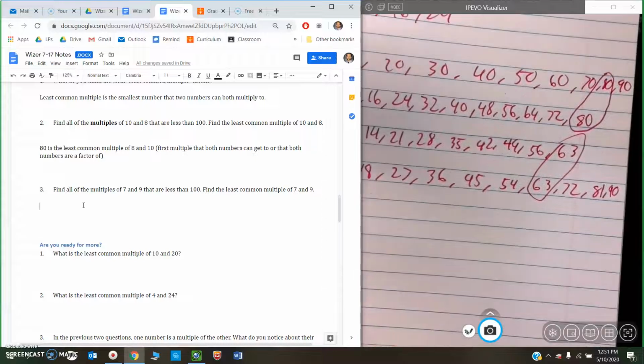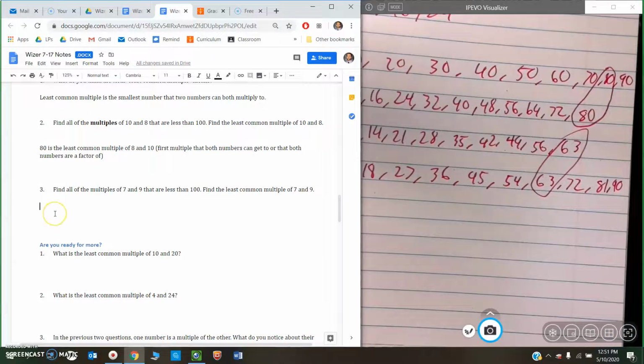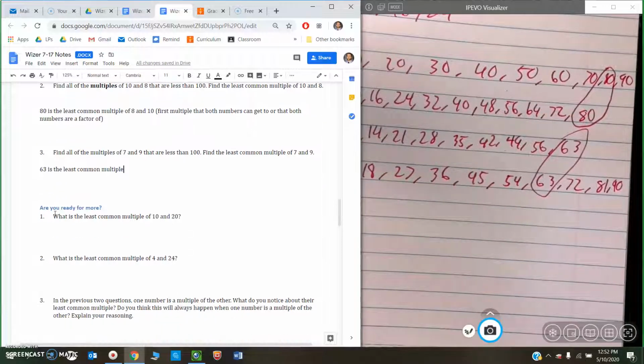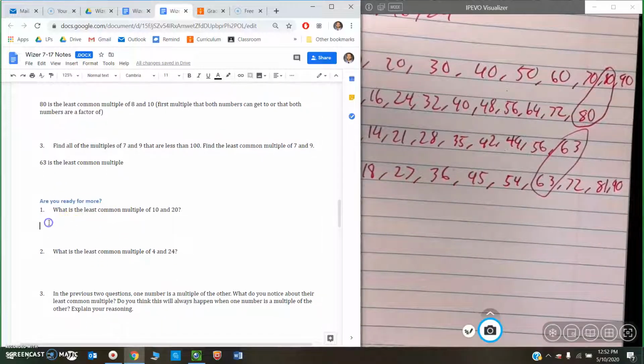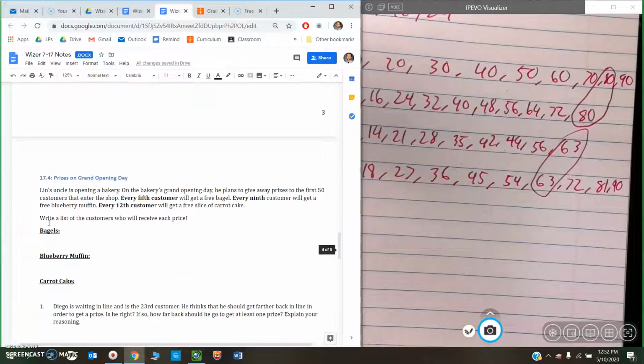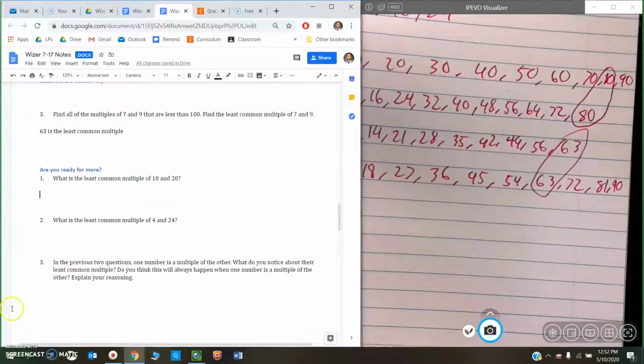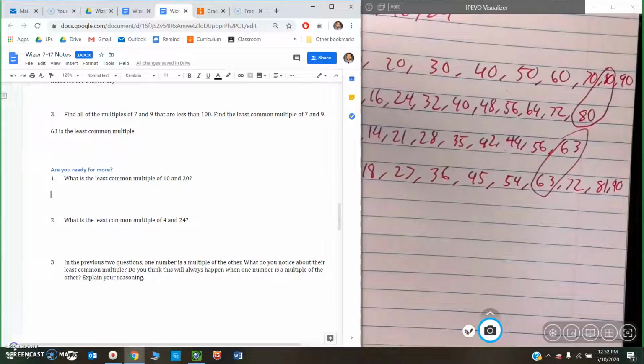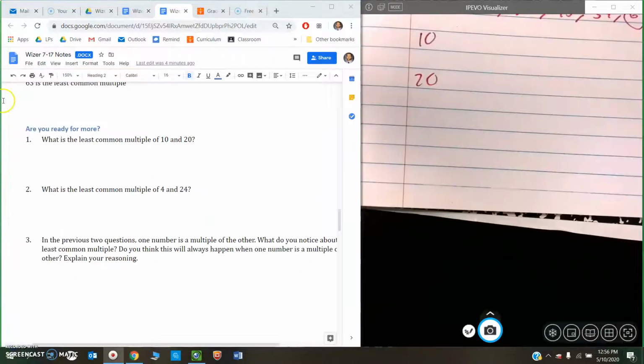Aha! 63 is the least common multiple here. Awesome. So, are you ready for more? So, I'm going to pause the video real quick and answer these so we can just kind of brush over this. Alright, so we are finding the least common multiple of 10 and 20.